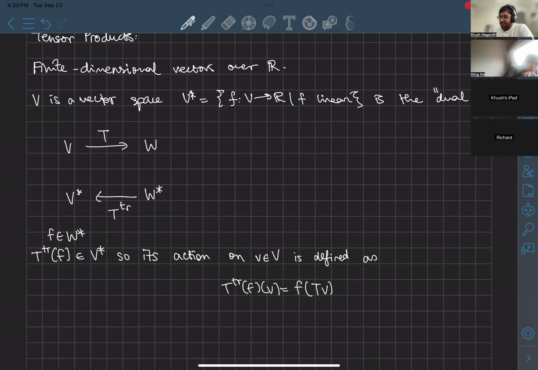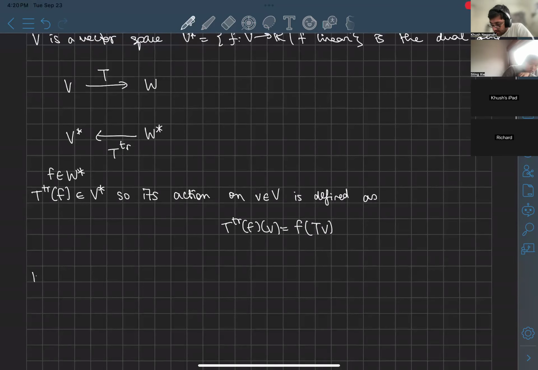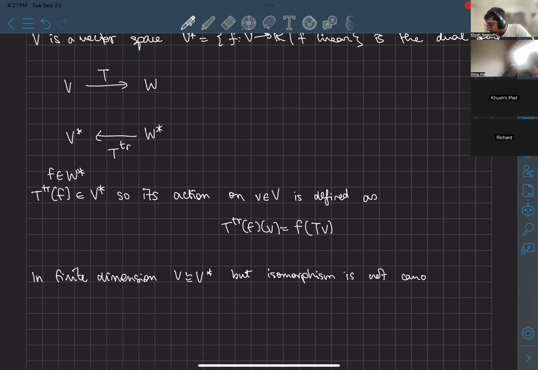In finite dimensions, V is isomorphic to its dual. But this isomorphism is not canonical. It depends on a choice of basis.